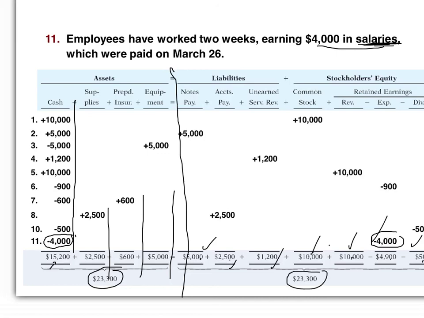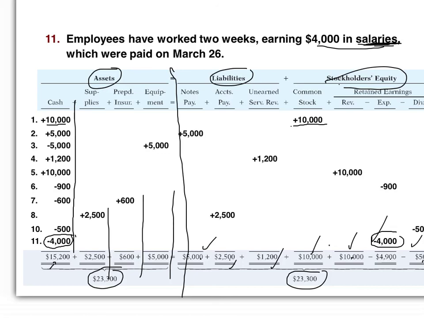So we have recorded 11 business transactions. We record each transaction in two different places. And the way in which we record it affects the accounting equation of assets equal liabilities plus shareholders' equity. But if we recorded it properly, the transaction will never disrupt the accounting equation. It will always be equal.